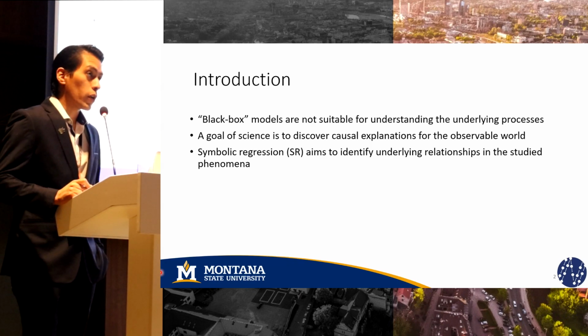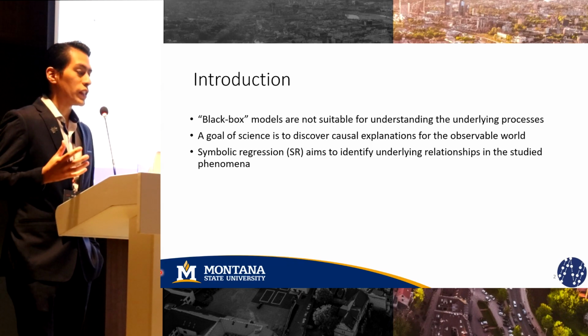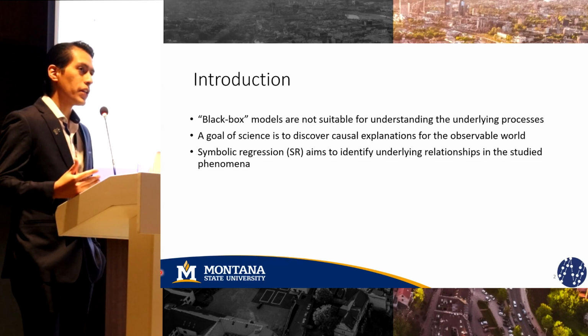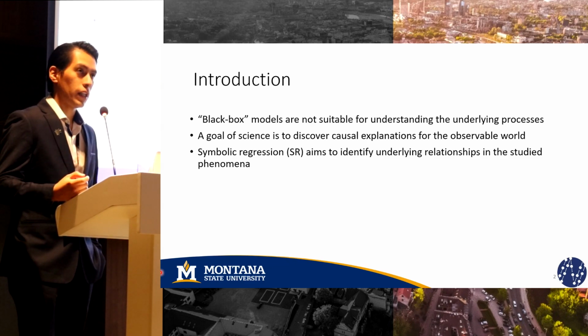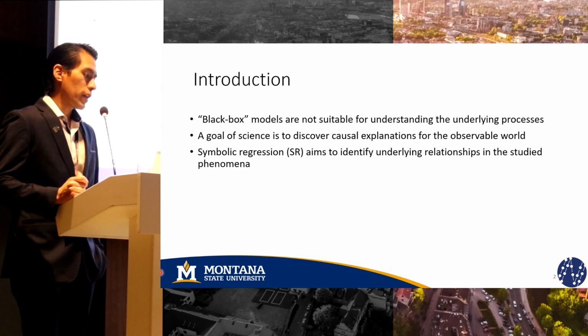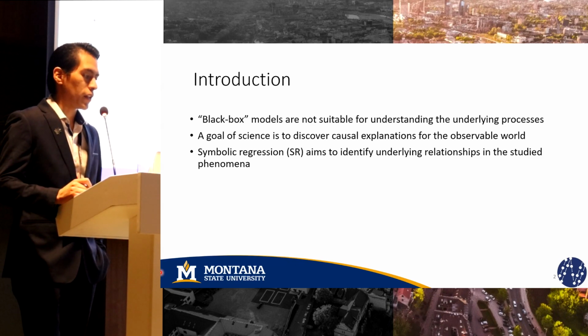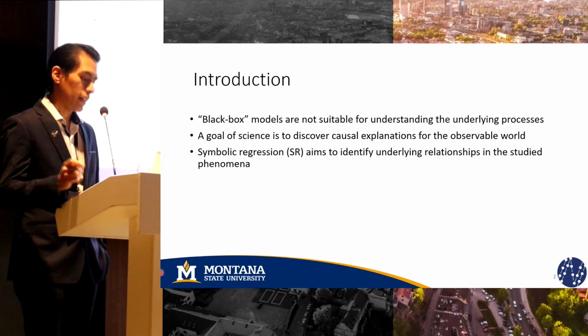And that's a problem because one of the goals of science is to discover causal explanations in the form of mathematical laws and equations to explain the observable world. That's where the field of symbolic regression gains a lot of importance because it aims to do exactly that.